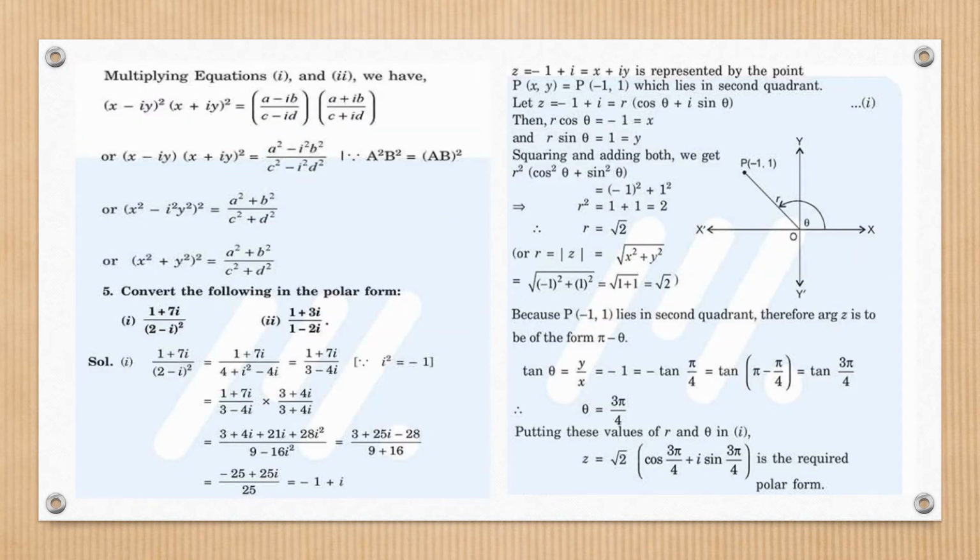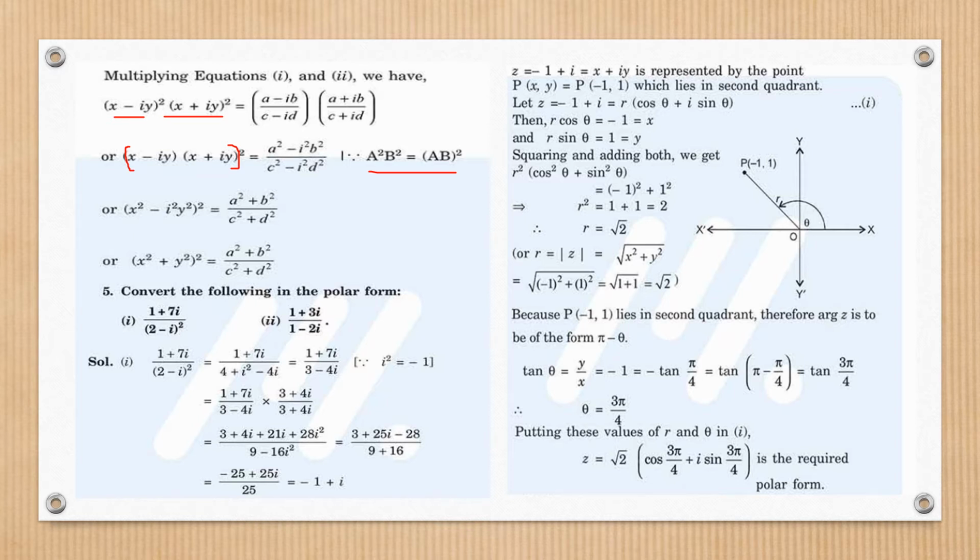So we will get (x - iy)²(x + iy)² = ((a - ib)/(c - id))((a + ib)/(c + id)). These are the left hand sides of both equations, and these are the right hand sides of both equations. We also know a²b² can be written as (ab)². So I can write it as (x² + y²)², so you need to put a bracket here. And this side becomes (a + ib)(a - ib) as a² - i²b², and this again c² - i²d², because b is involved with iota here and d here.